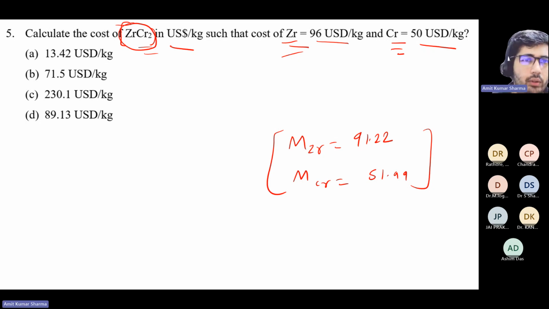Okay, come to the question. So anybody, do we have any answer? 71.5. Okay, nice. We have an answer. B, 71.5. Okay, your answer is correct.